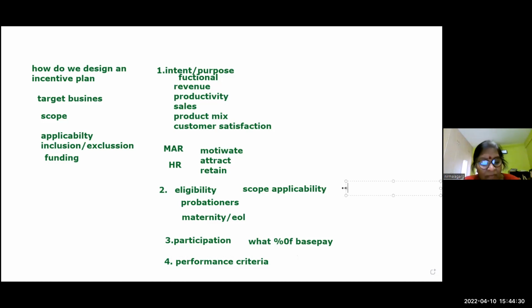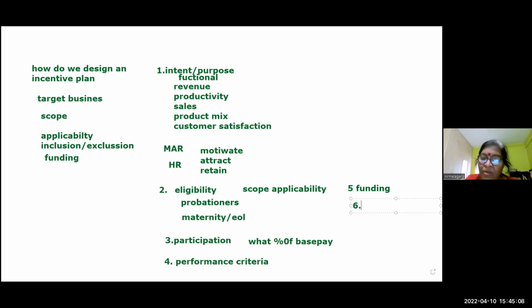Then the fifth point is, where do you get your funding? For example, gain sharing and profit sharing are self-funded. In the sense, you increase the productivity, you get the production, and then you can share the gains. But what about incentive plans like attendance and loyalty, which you have created as incentive plans? Then you have to offset a certain amount.